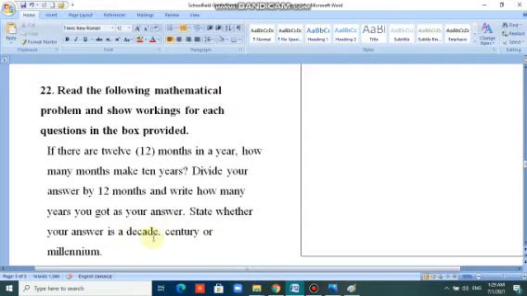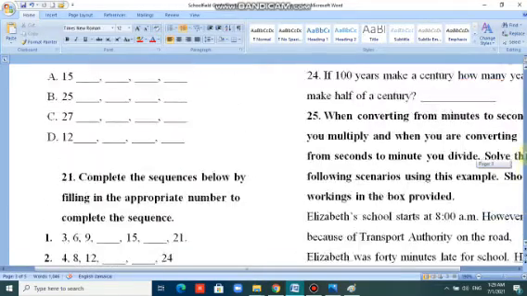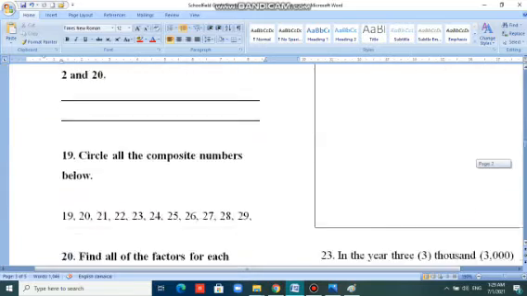Now, we know that a decade is 10 years. And we know that a century is what? 100 years. And we know that a millennium is what? 1,000 years. All right, so the answer that we got is 10, so it's a decade. So easy the maths is? Easy like 1, 2, 3.